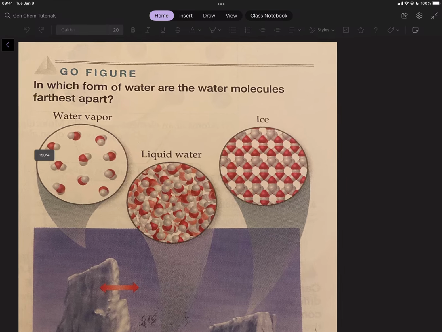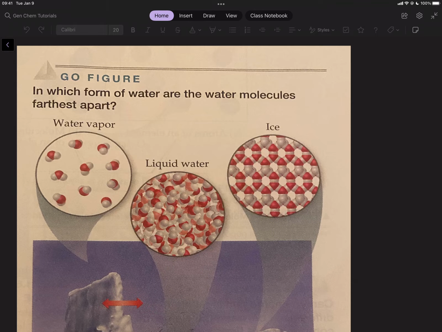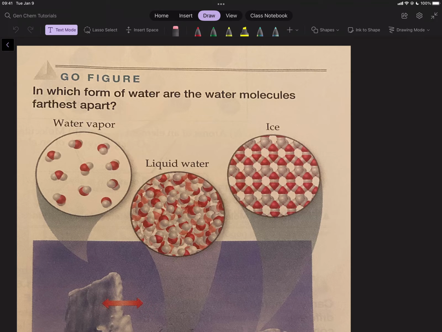I'm going to zoom in a bit here. Just look at this a touch closer. Again, in which form of water are the water molecules farthest apart? It's an interesting look, sort of, at the molecular level here. We see the water molecules, the red spheres are the oxygen atoms, the white spheres are the hydrogen atoms. We've got three different categories, pretty obvious to tell.